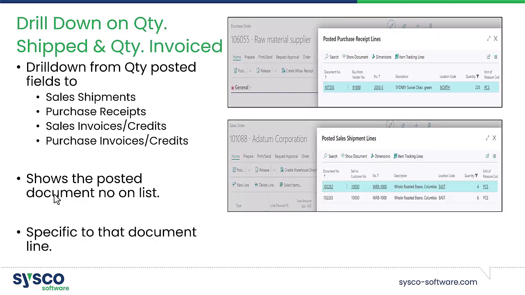Drill down on quantity shipped and quantity invoiced. Again, it's another simple modification but a really effective one, and just having that ability to drill down into those quantity posted fields. So say for example you have a sales order, you can now drill down into the quantity shipped, and this will show you the posted sales shipment lines for that specific document line.